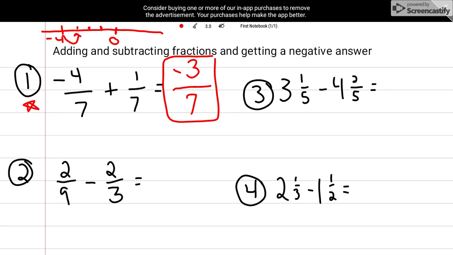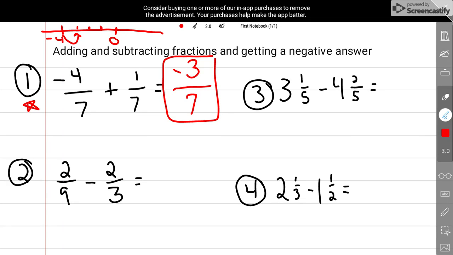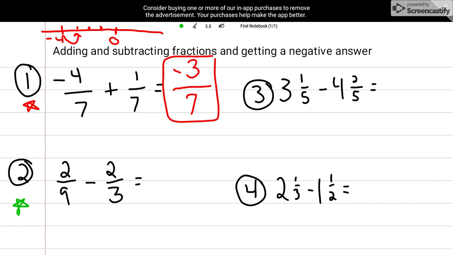Let's look at another problem. So now we have 2/9 minus 2/3. I'll use a different color. Let's use green. So like in the other problems, we need an LCD. In this case, it is going to be 18. So 18 minus something over 18.